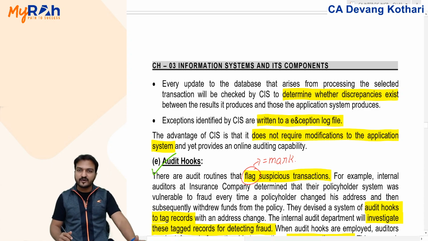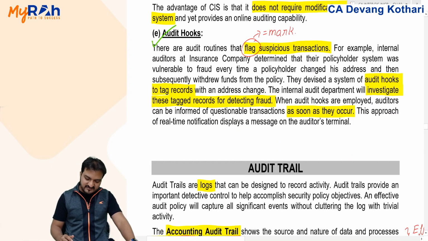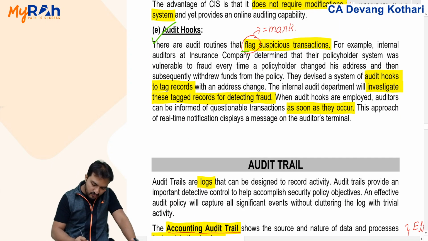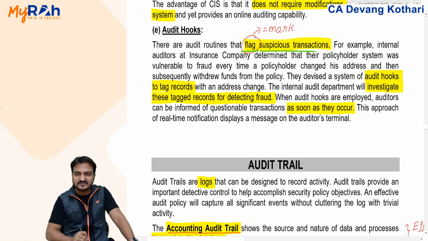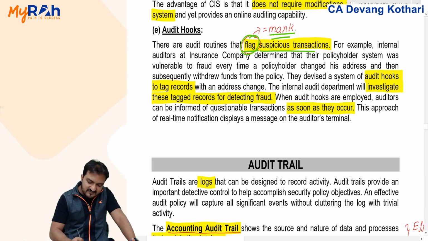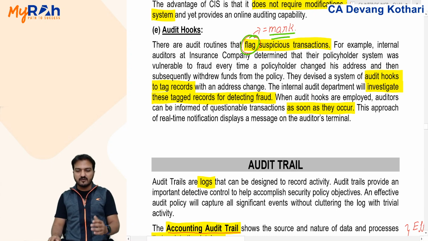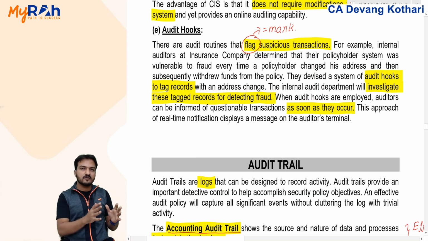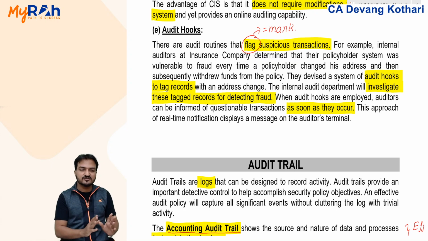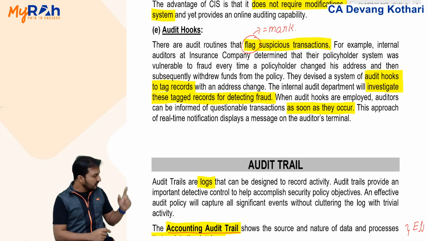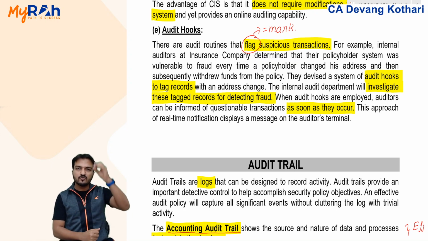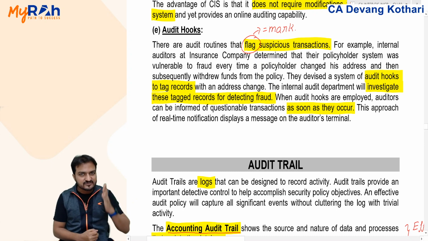And the last one, audit hooks. Audit hooks is basically a software used to flag suspicious transactions. The word flag means mark, highlight. Look, if I found that in your company there is one particular type of transaction which is generally suspicious, then I can use this audit hooks software to flag, to mark all such transactions.